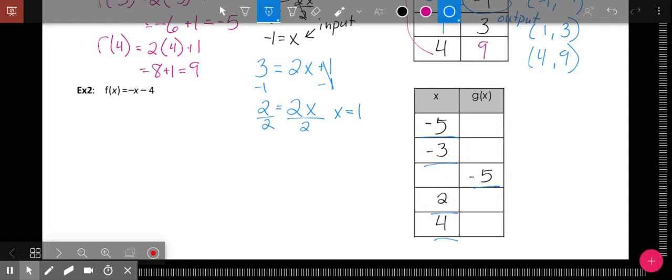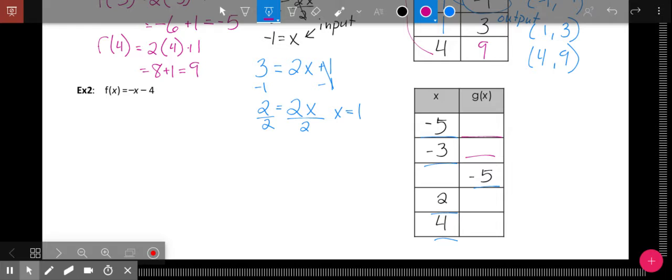So now that your table looks like mine, we are just going to be plugging in all of our inputs. I want you to go ahead and plug in the -5, -3, the 2 and the 4, find the outputs, and write the coordinate points that go with those. So go ahead and do that now, and then I'm going to go through and you can check your work.